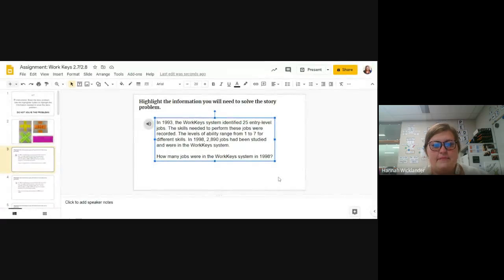So in 1993, the WorkKeys system identified 25 entry-level jobs. The skills needed to perform these jobs were recorded. The levels of ability range from 1 to 7 for different skills. In 1998, 2,890 jobs had been studied and were in the WorkKeys system. How many jobs were in the WorkKeys system in 1998? So if you know the answer, what do you think I'm going to highlight? Type it in the chat.